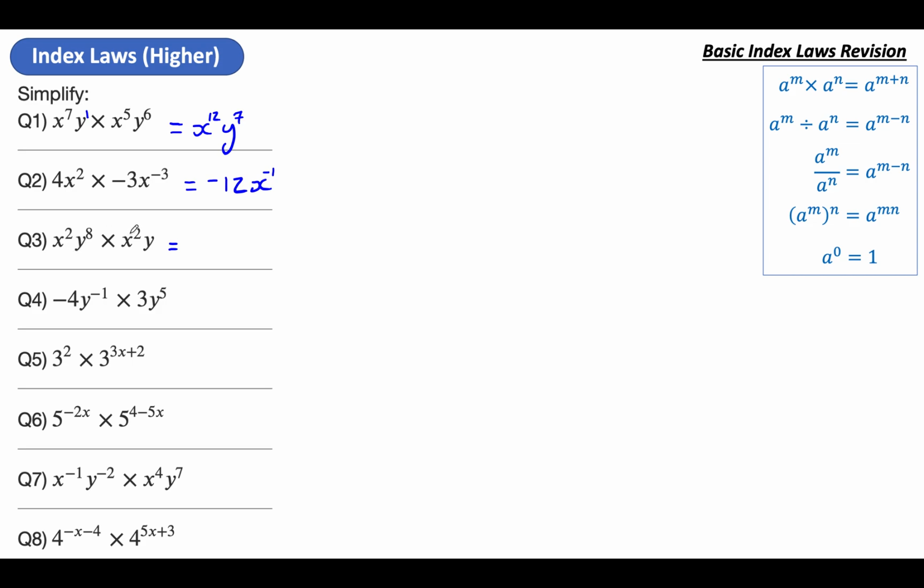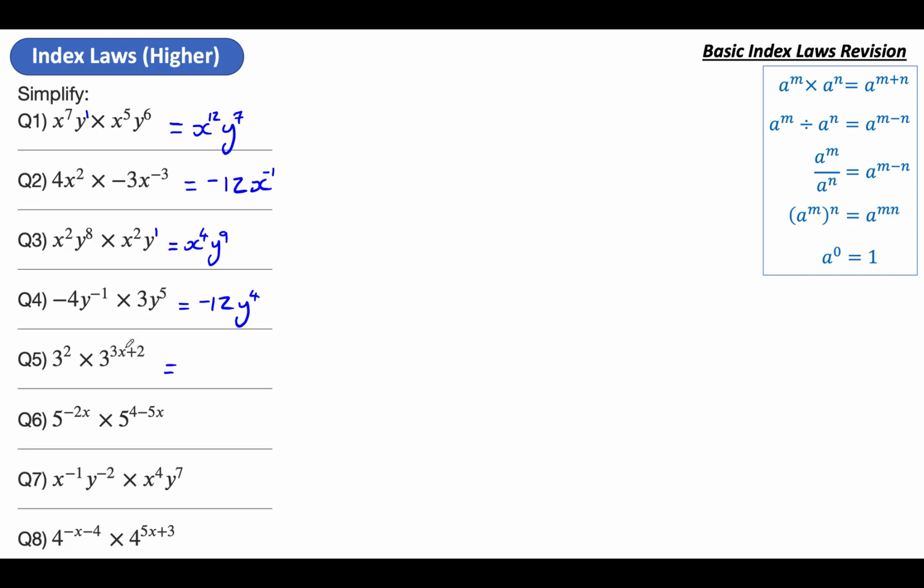Now x squared times x squared makes x to the power of 4. And y to the power of 8 times y to the power of 1 is y to the power of 9. Then minus 4 times 3 is minus 12 again, or negative 12. For y, it's minus 1 and 5, well, not times 5, because we're going to add them. So minus 1 plus 5 is 4, positive 4.